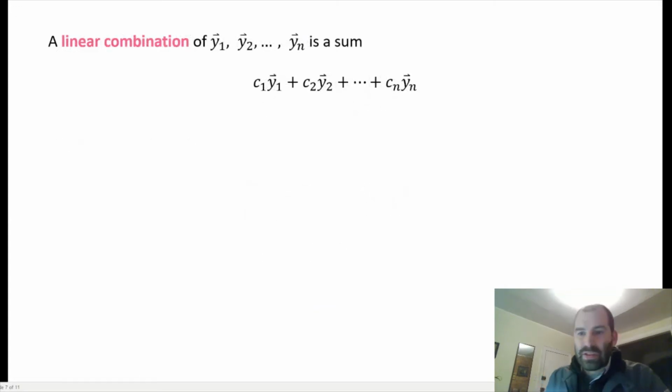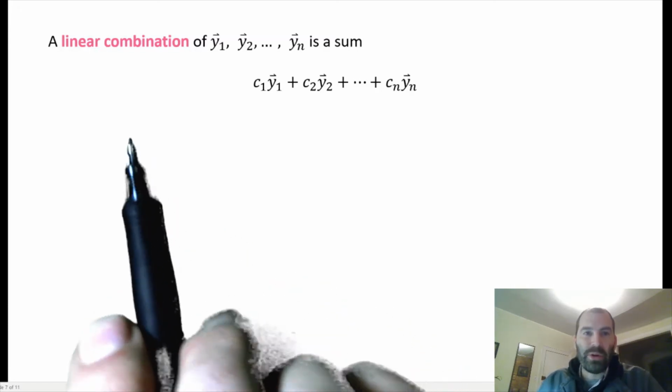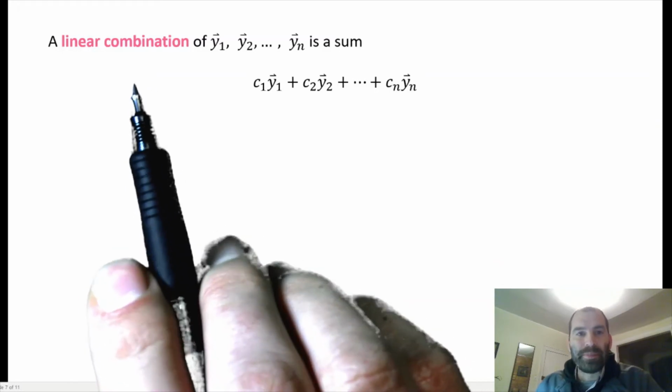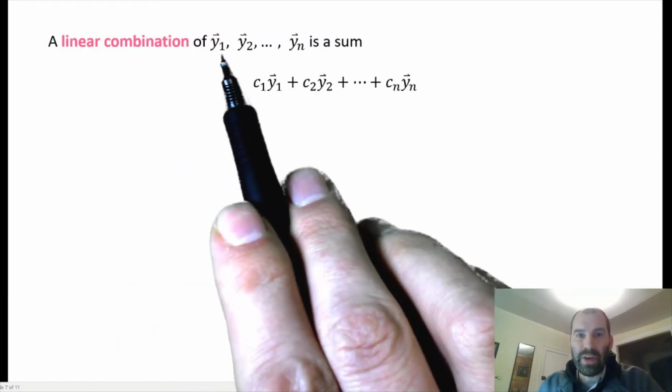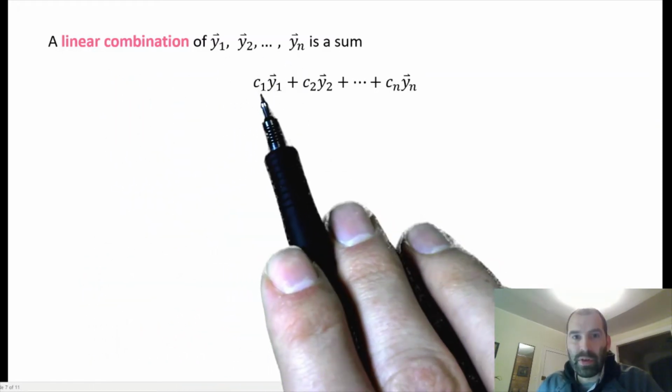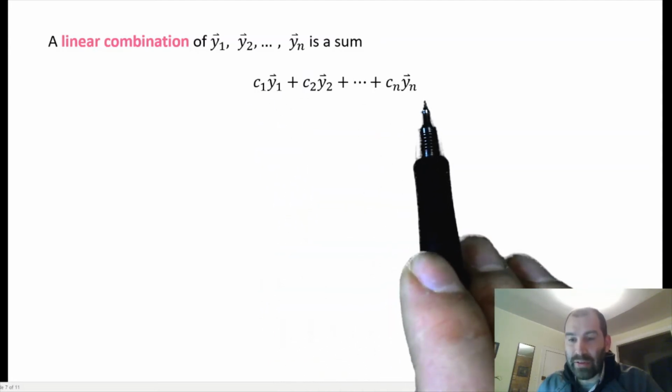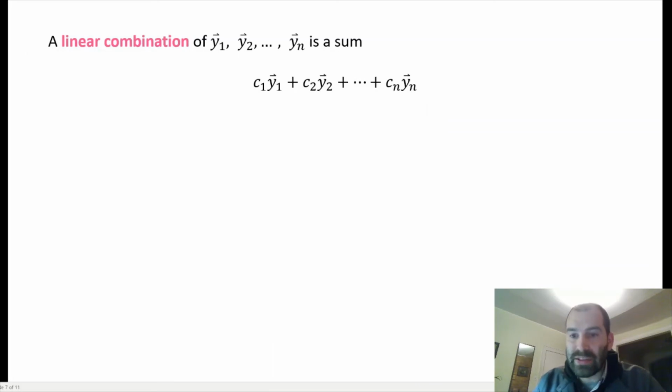Okay, so some of the machinery here. One of the things that we're going to have to come to terms with is what a linear combination is. We're going to be using this. A linear combination of vector functions: you're going to multiply each vector by a constant and then add them together. And if you do that, that's called a linear combination.